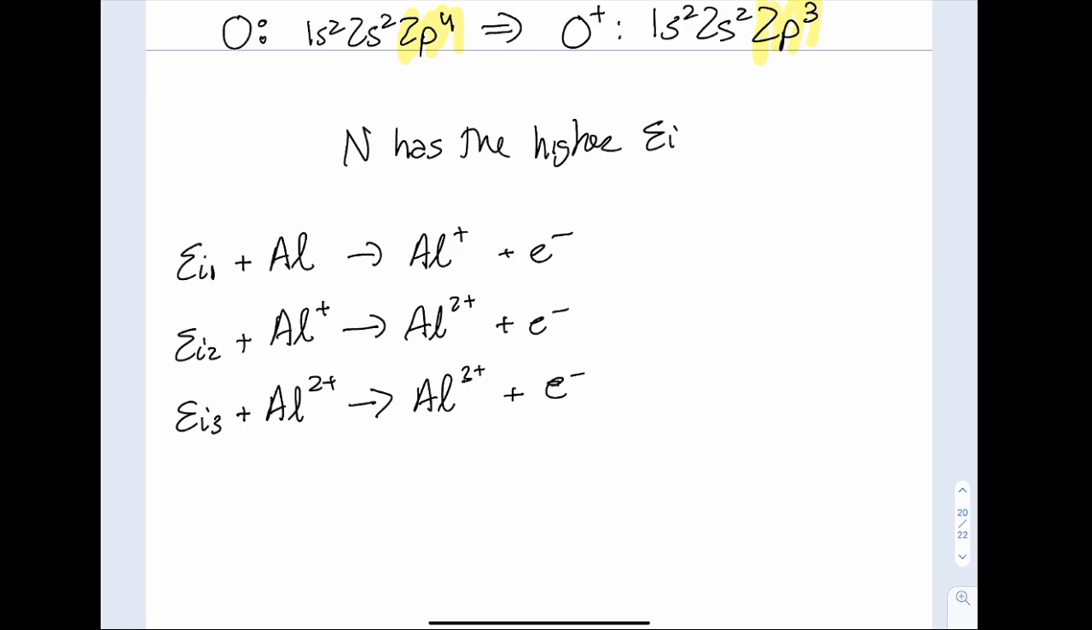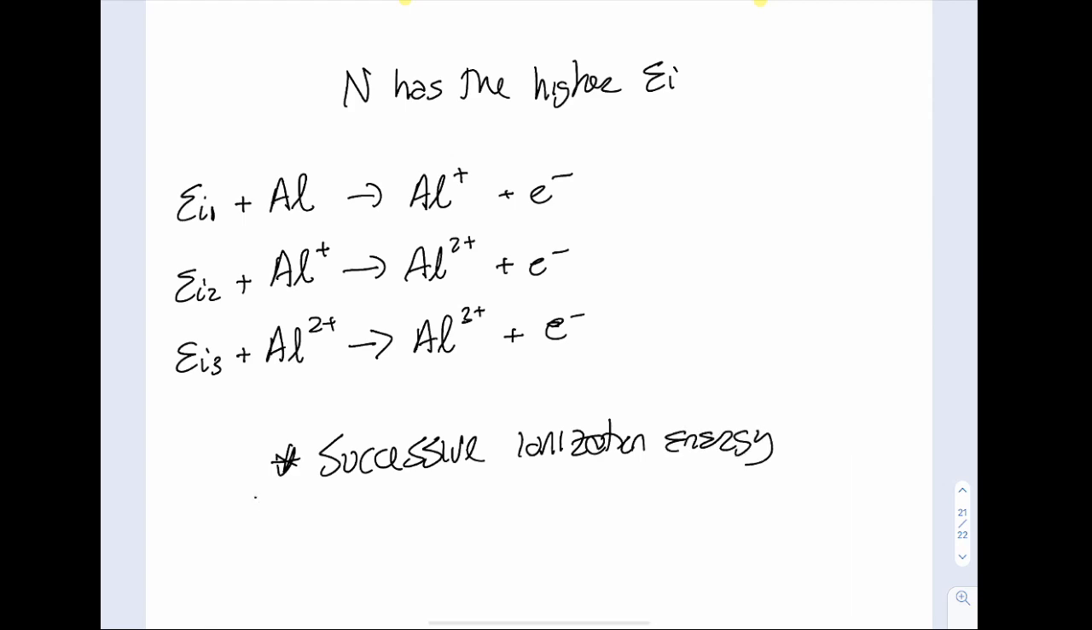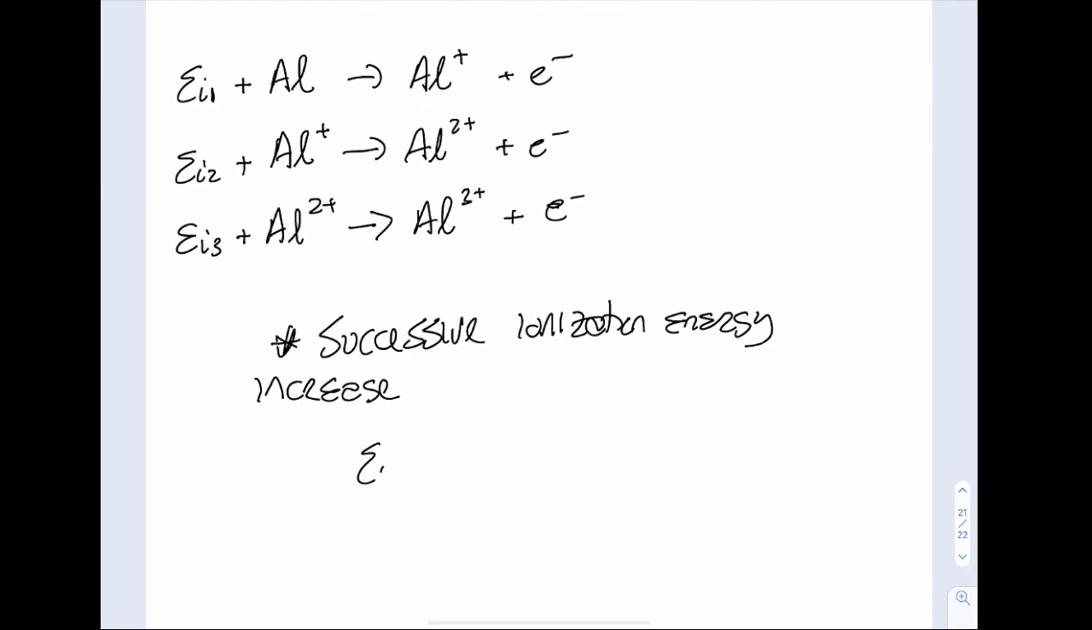In general, as you go from first to second to third, the energy tends to increase. So my third ionization energy is always going to be larger than my second, which is going to be larger than my first. So successive ionization energies increase. Right, so the energy of my first ionization energy will be smaller than the ionization energy for the second, which is smaller than my third ionization energy.